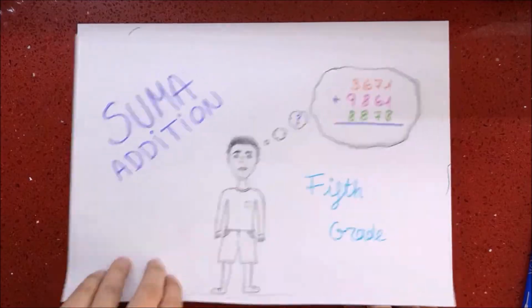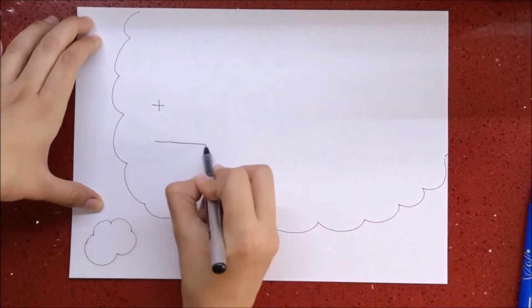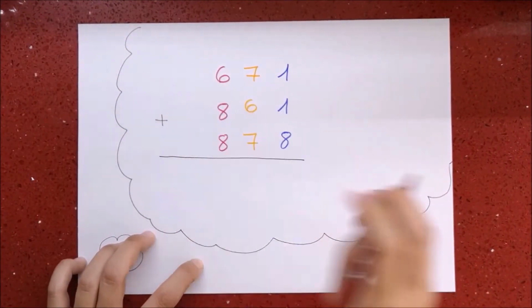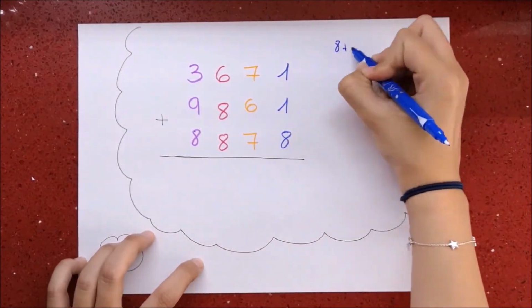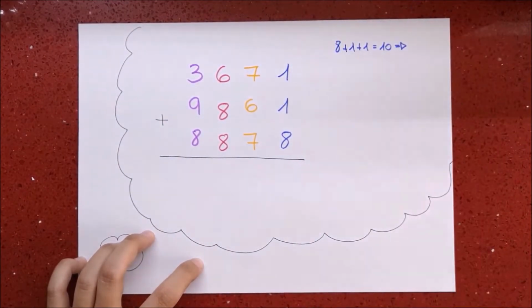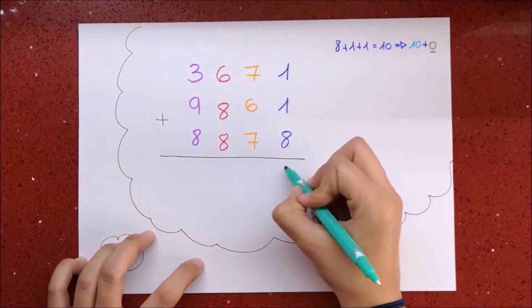Hi guys, now I'm going to explain to you how to solve this addition. Let's explain how we do it. We have 8 units plus 1 plus 1. In total there are 10 units. We are going to see how many groups of 10 we have.